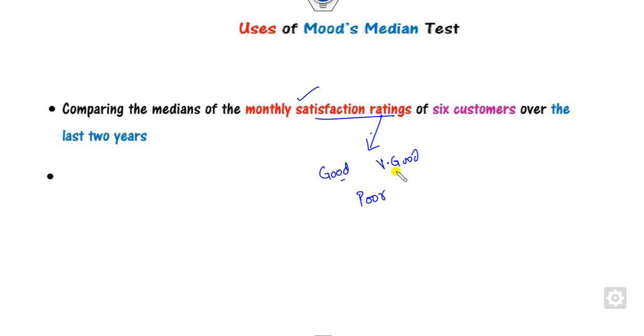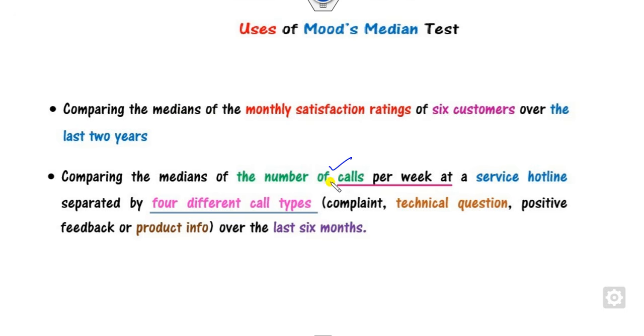So whenever there is information like this, we always use the median. Or whenever you are talking about the number of calls per week and their satisfaction level, when you are making a complaint, then your observation whether the complaint is solved or not, whether your technical caution is there, whether the positive feedback is there, yes or no, and so on. So whenever there is information like this, you have to use the median test.